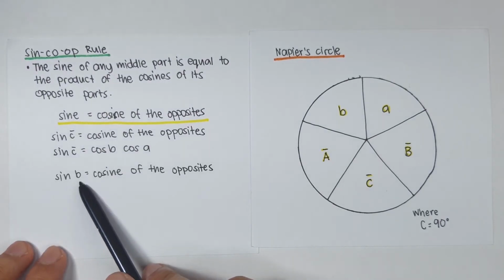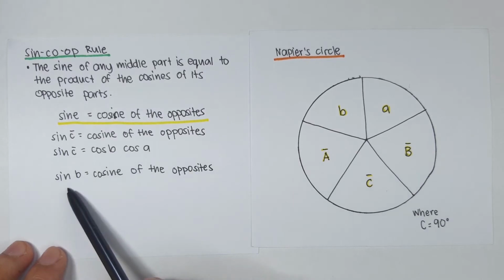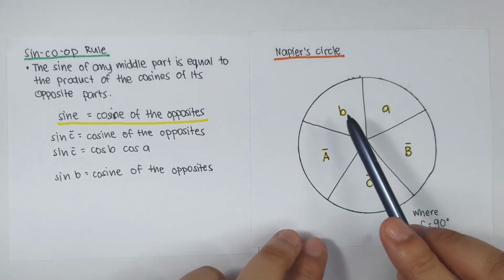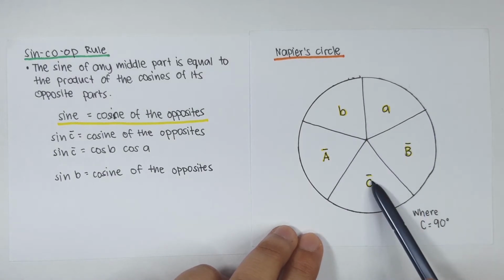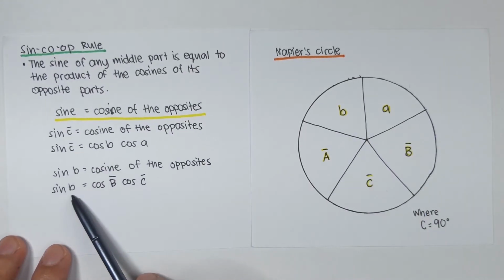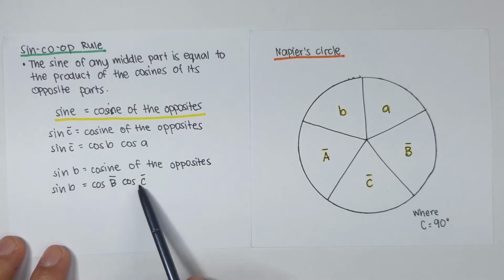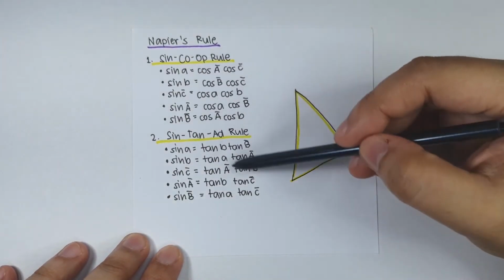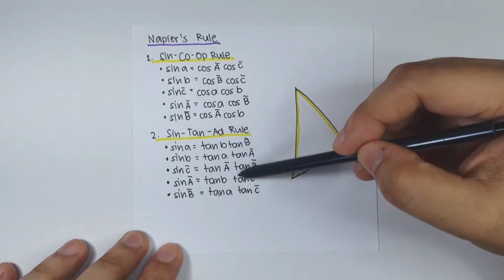Another example, let's choose side B. Sine B is equal to the cosine of the opposite. So the opposites of side B are B bar and C bar. So sine B is equal to cosine of B bar and C bar. So if you repeat these two rules for all sides and angles, you'll get all these formulas.